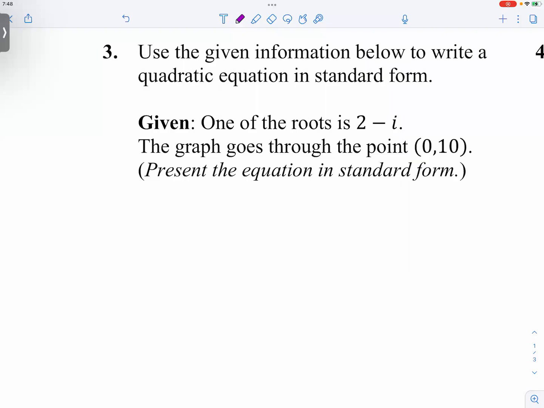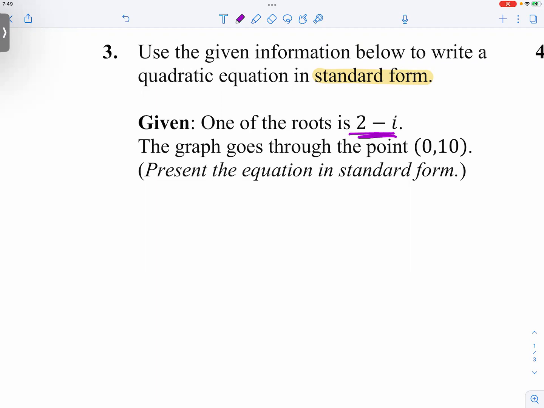So for number 3, we're saying, hey, could you go ahead and write something in standard form? It sounds like it's similar to question number 2, right? You have to write something in standard form, but the given information is slightly different. It says, could you go ahead and use the root here? It says one of the roots is 2 minus i.